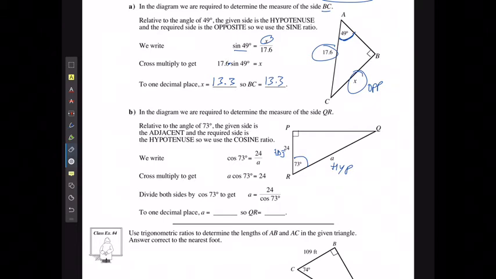The first thing I need to do is multiply both sides by A to get this A out of the bottom. I'm going to say A times cos 73 is equal to 24, and then to get A by itself, I'm going to divide both sides by cos of 73. So the hypotenuse is going to equal 24 divided by cos of 73, and when I put that into my calculator, I'm going to get 82.1, which means that the length of QR is 82.1.